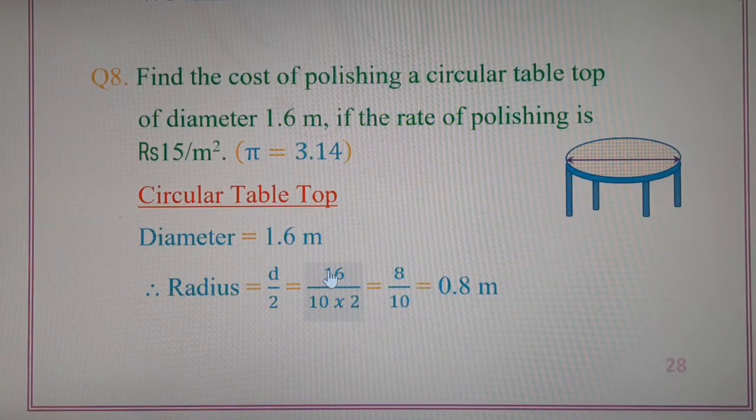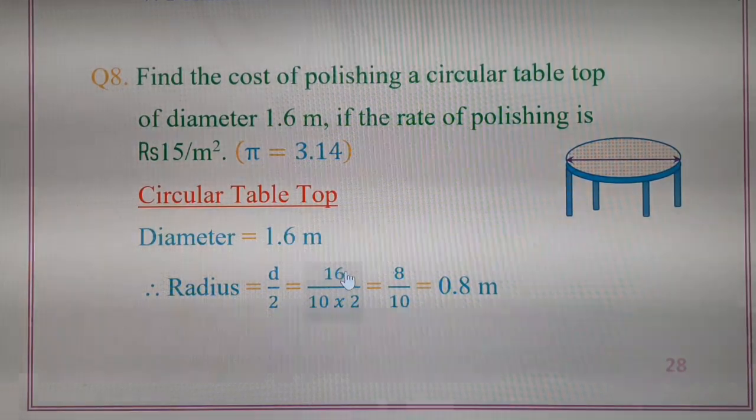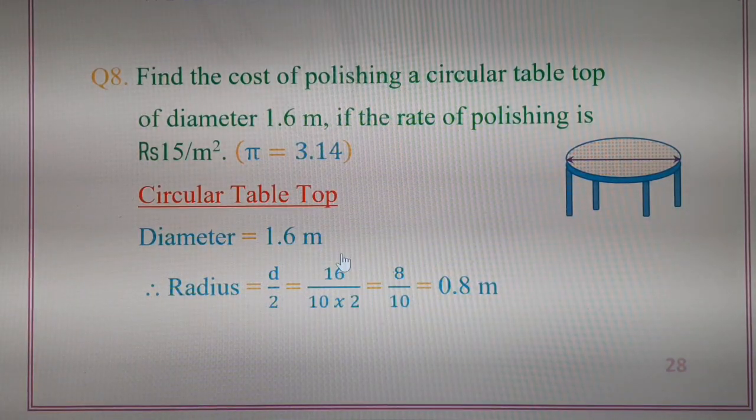2 1s are 2, 2 8s are 16. 2 is cancelled and 1 is written. 2's table is used for cancelling 16. 2 8s are 16. So 16 is cancelled and 8 is written. So 8 upon 10 will be our answer in the next step. 8 upon 10 is equal to 0.8 meter.